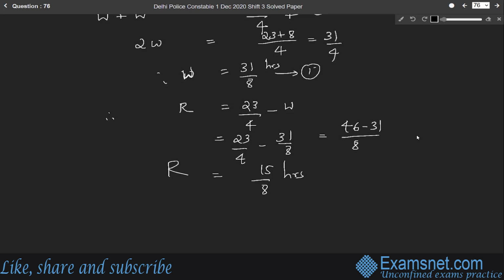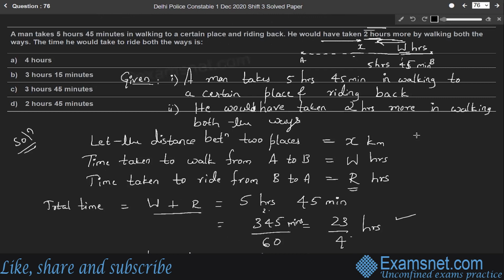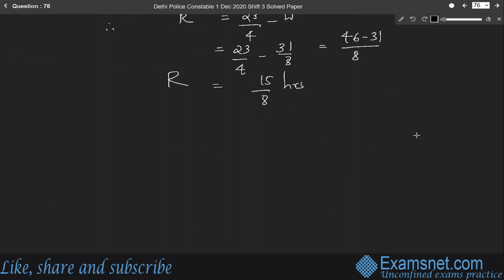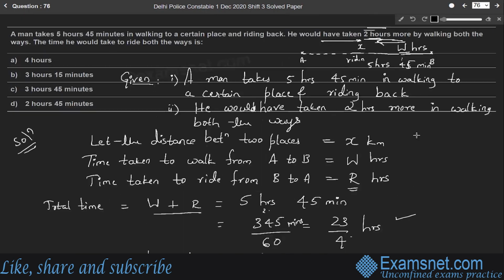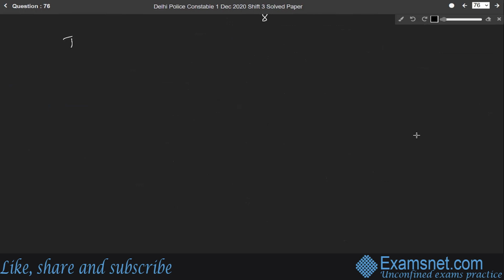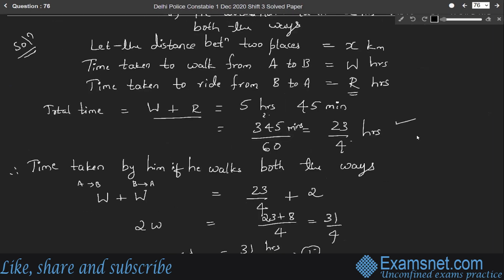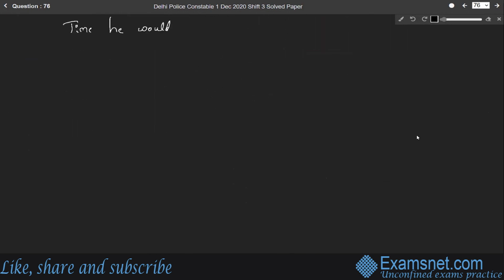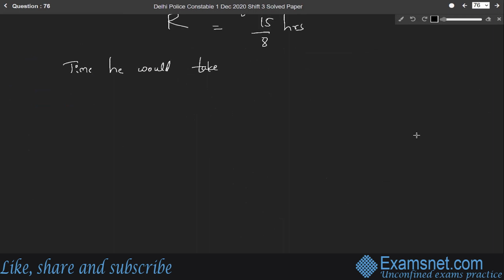Right. So what is R here according to the question? The time taken by him from B to A by riding. So R is 15 by 8 hours. According to the question, we have to find R both the ways. So the time he would take to ride both the ways.